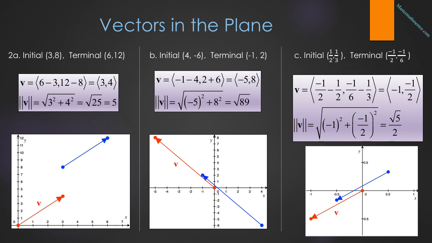In the graph, we see the initial and terminal points in blue and the corresponding vector in red. Again, these two are equivalent.